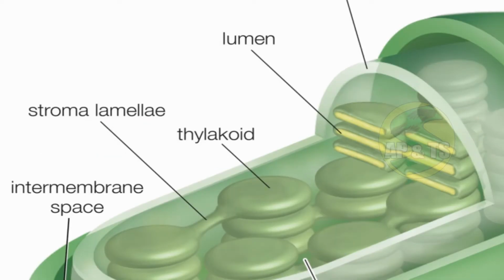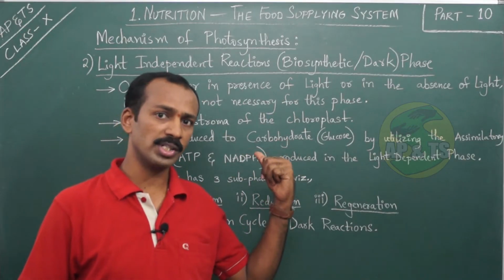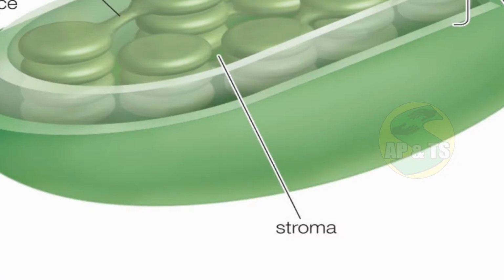The first phase we have discussed that occurs in the thylakoid membranes, in the thylakoids of the chloroplast. But this second stage occurs in the stroma, that is outside the thylakoid. The colorless fluid is there, no? That stroma. So that is the location of the second phase.